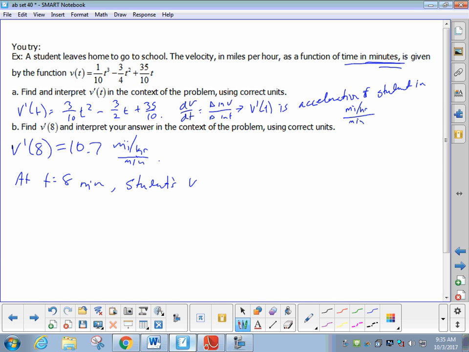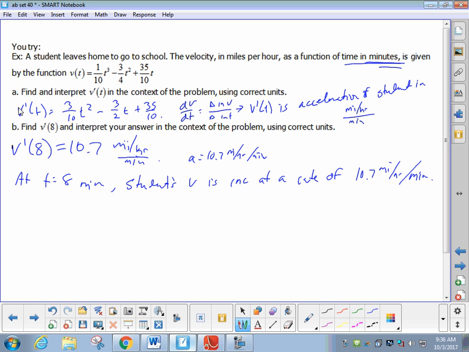The AP, they're a little picky in that you should always interpret the sign. So, is his velocity increasing or decreasing? Yeah, so you could say his acceleration is 10.7 miles per hour per minute. But in terms of really covering yourself, the student's velocity is increasing at a rate of 10.7 miles per hour every minute, or per minute.